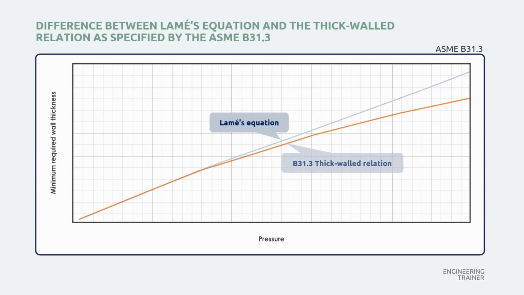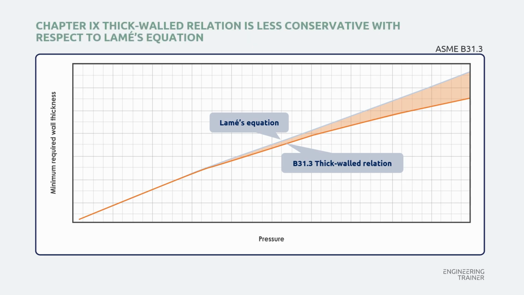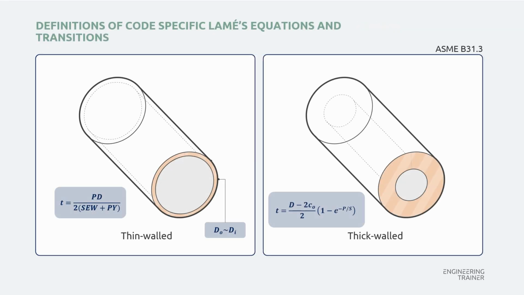When we plot the B31.3 thick-walled relation in this graph, we see that this relation diverges from Lemay's equation. The B31.3 thick-walled relation requires a lower minimum wall thickness than Lemay's equation. This means that thinner pipes can be used according to the B31.3. So, the Chapter 9 thick-walled relation is less conservative with respect to Lemay's equation. So the definition of the thin and thick-walled relations in the B31.3 code are slightly different than the Lemay's relations that can be derived. Let's check the validity of the thin-walled assumption in the B31.3 code.